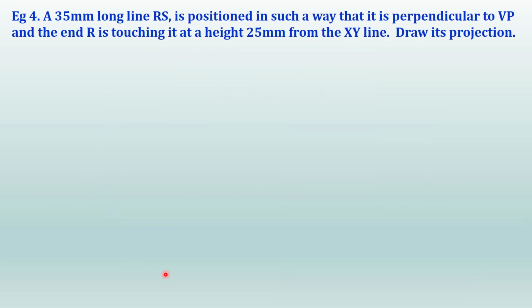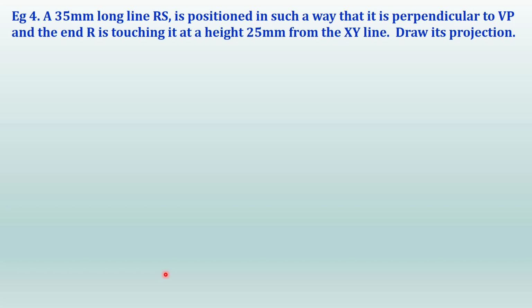Clear? Now let us take another example. A 35 mm long line RS is positioned in such a way that it is perpendicular to VP. So the line is kept perpendicular to VP, so you will get a point on the vertical plane. That means the elevation will be obtained on the vertical plane and the line will be parallel to the horizontal plane. So you will get true length on the horizontal plane. And the end R of the line is touching at a height of 25 mm from the XY line.